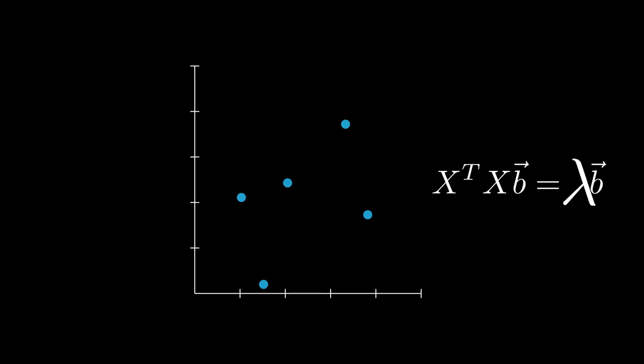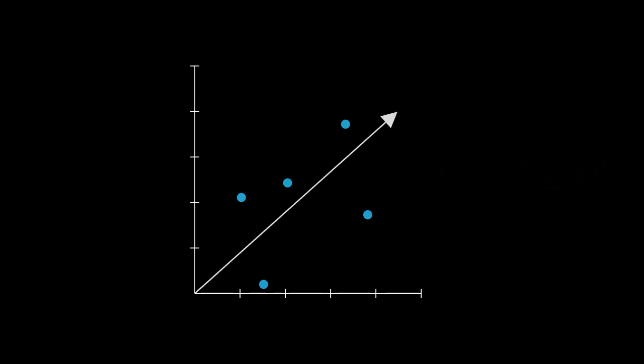The greatest stretch is the largest eigenvalue of x transpose x. We plot the eigenvector associated with this eigenvalue. We orthogonally project our data onto this vector. The distance the projected point is along our eigenvector will be the scalar representation of the point.